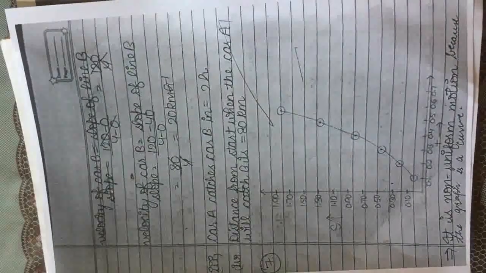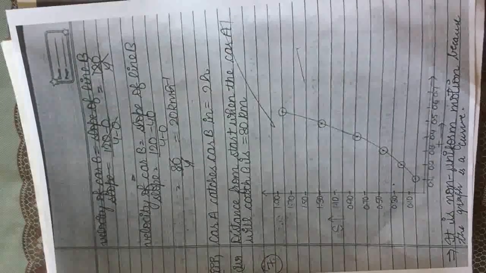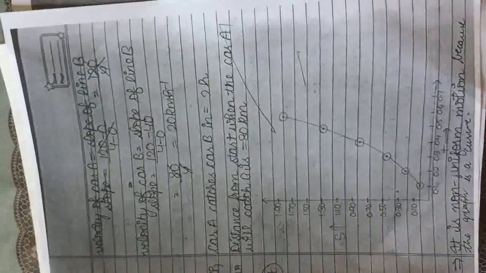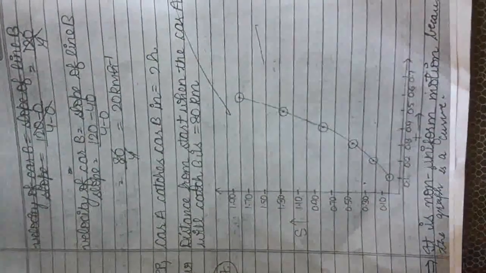Seventh, data is given to us and you have to plot the graph, and from the graph you have to judge whether the motion is uniform or non-uniform. So students, if the graph is coming to be a straight line, it is a uniform motion. If it is not a straight line, it is a curve, then it is non-uniform motion. So in seventh numerical you can see the graph is coming to be a curve. It means it is a non-uniform motion.